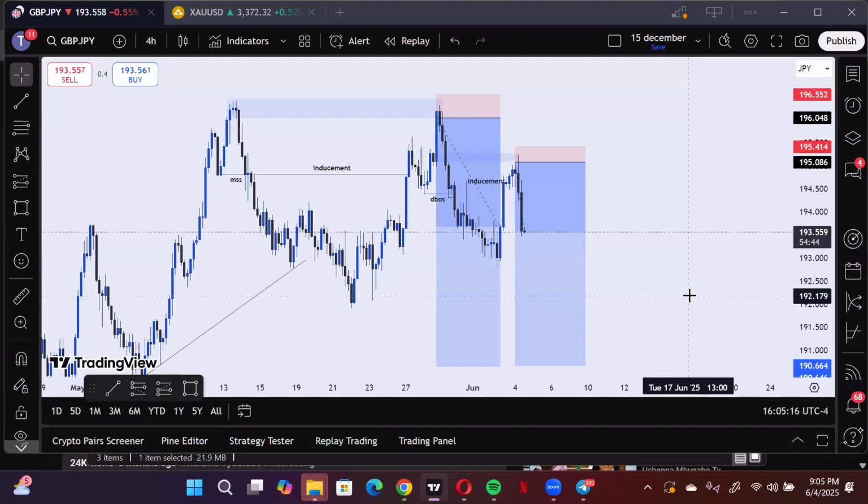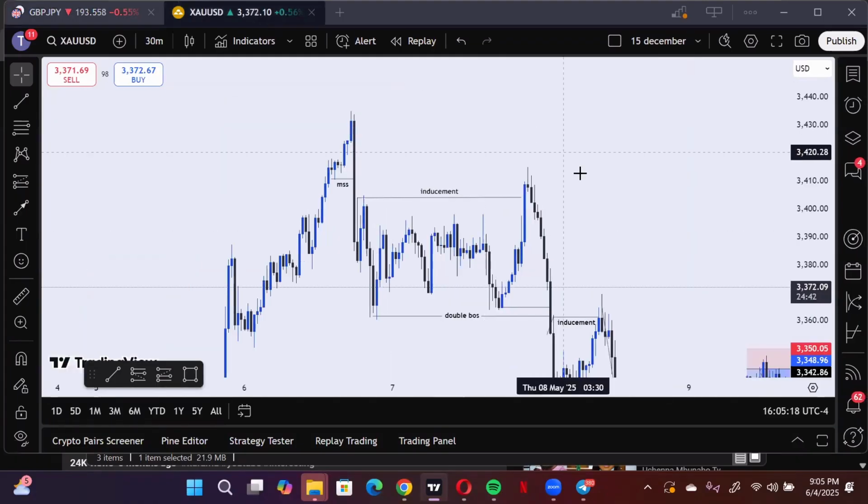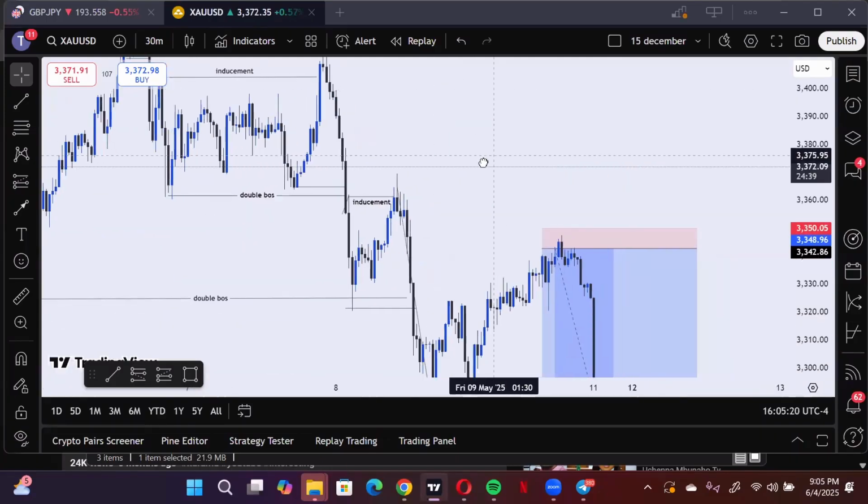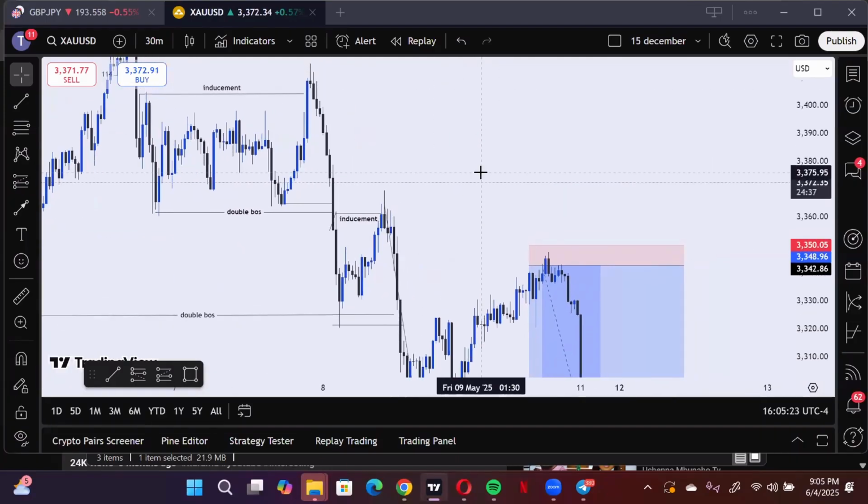So now we have talked about the structure part of the strategy. We've talked about the liquidity part of the strategy. What is now left is the point of interest part of the strategy. I make use of 2 points of interest, the order block and then the breaker block.